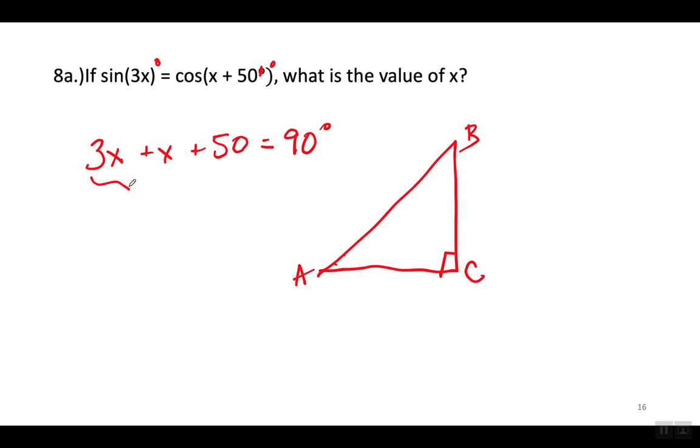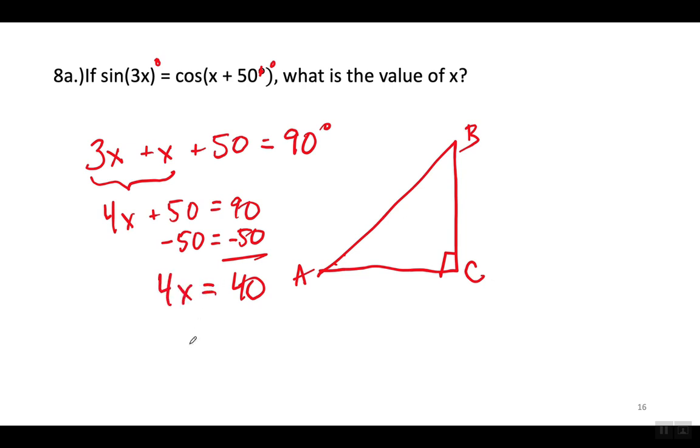All right, so when I combine like terms, I'm going to have 4x plus 50 equals 90. Now just solve for x. All right, so in this example, x is going to equal 10. But the key is realizing that these two got to be complementary. So this plus this has to equal 90 degrees. That's how you set up your equation.